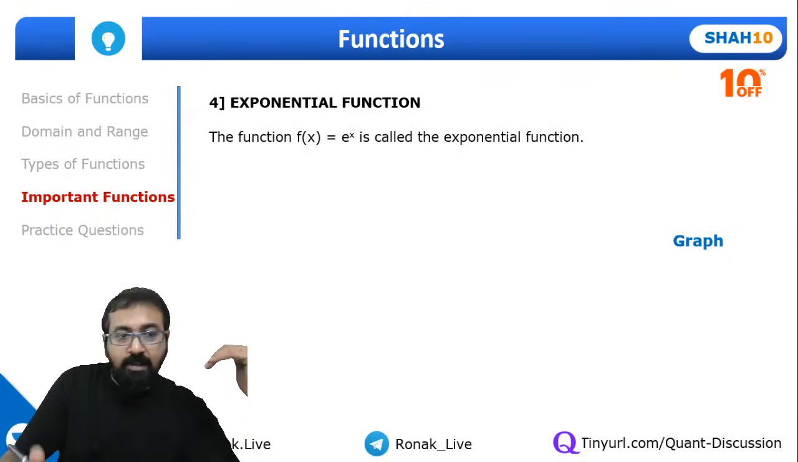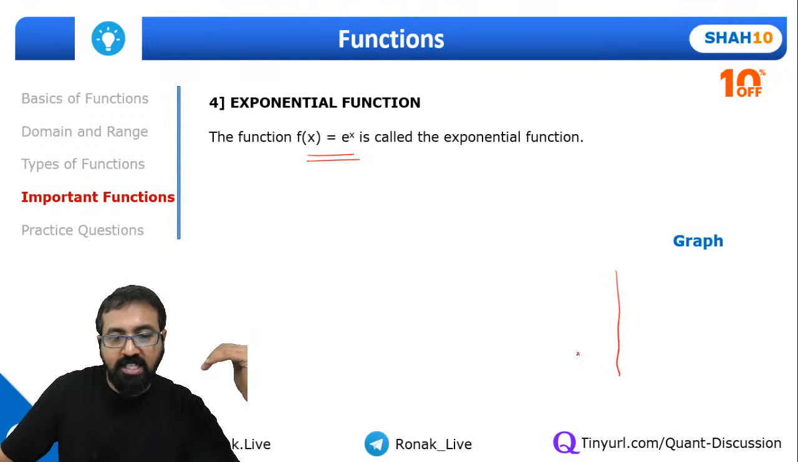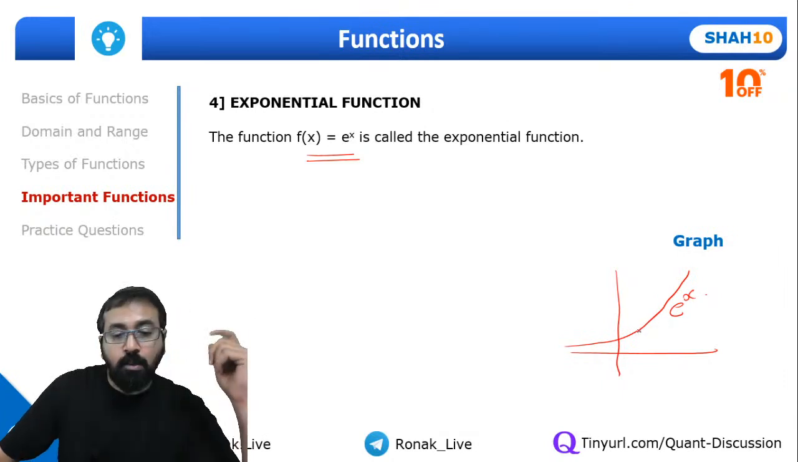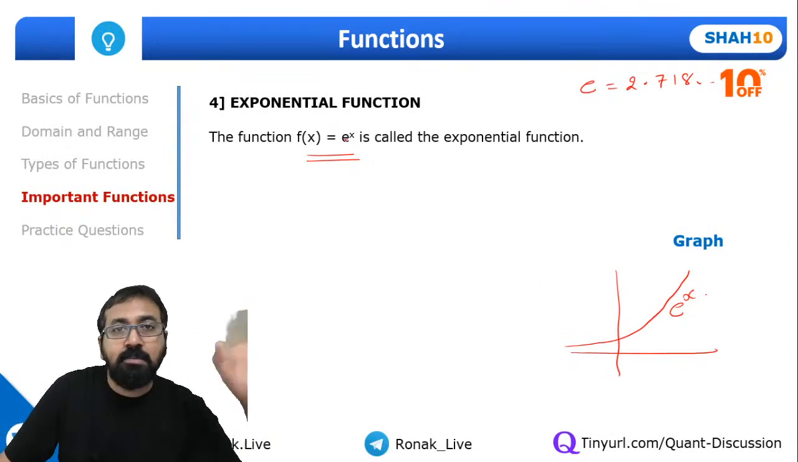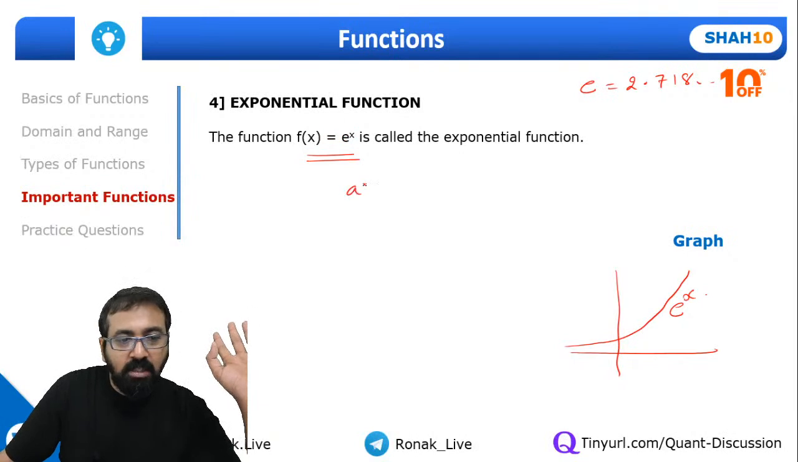Exponential function: any function of this form is called an exponential function. Guys, if you draw the graph of the exponential function, it will be like this. This is the graph of e raised to x. Why is it like this? Because e is a positive value. The value e is a mathematical constant, 2.718 and something. Whatever value of x you take, ultimately this f of x will never become 0. You know, any positive number raised to any power will never be 0.